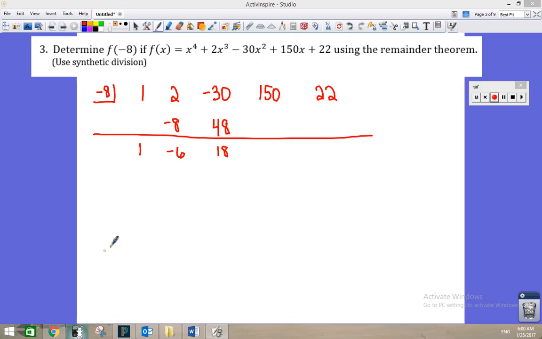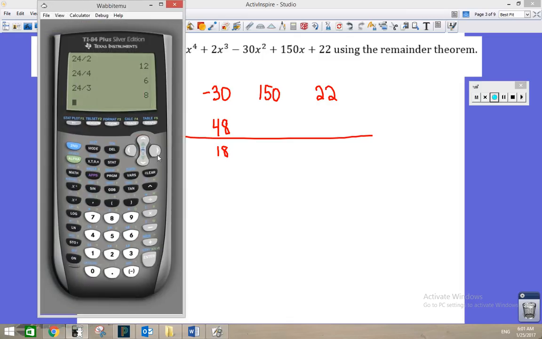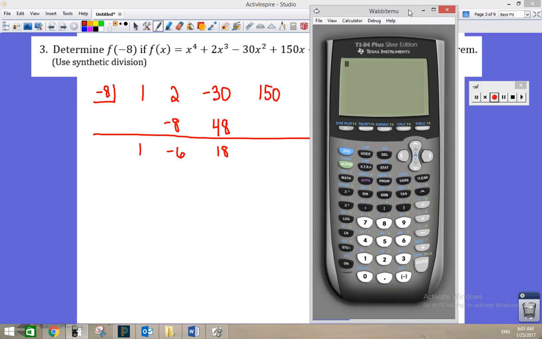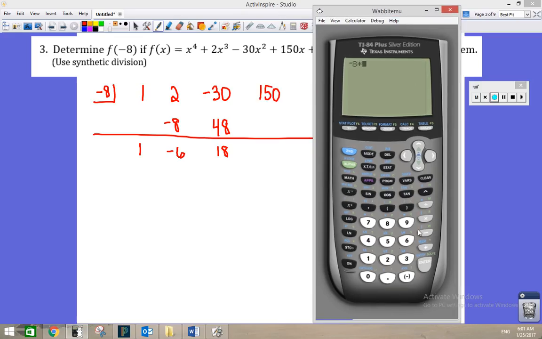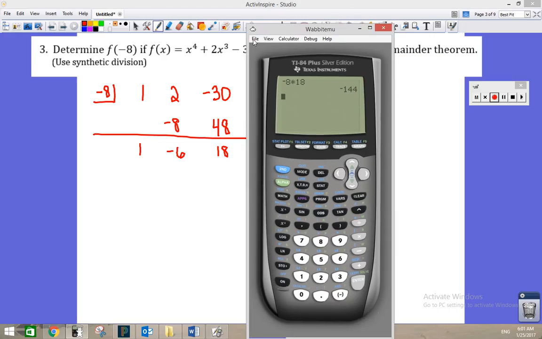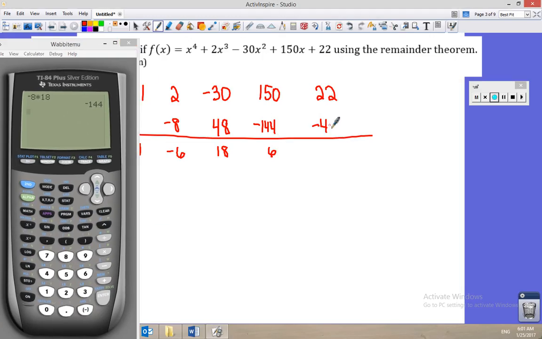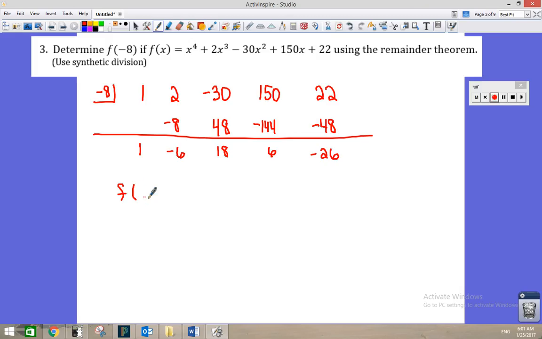Now I am going to have to use a calculator here so that I don't make a silly mistake. So if I haven't made an arithmetic error, you could check to see if my answer is correct by substituting -8 in for x and doing that arithmetic and seeing if you get -26.